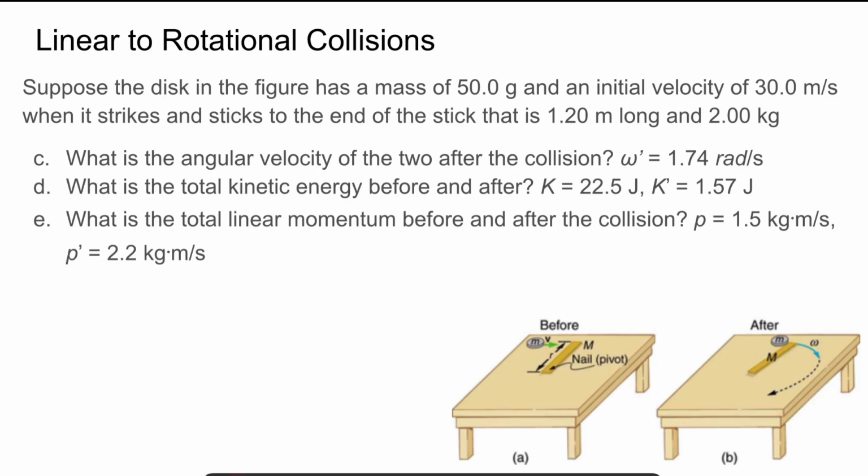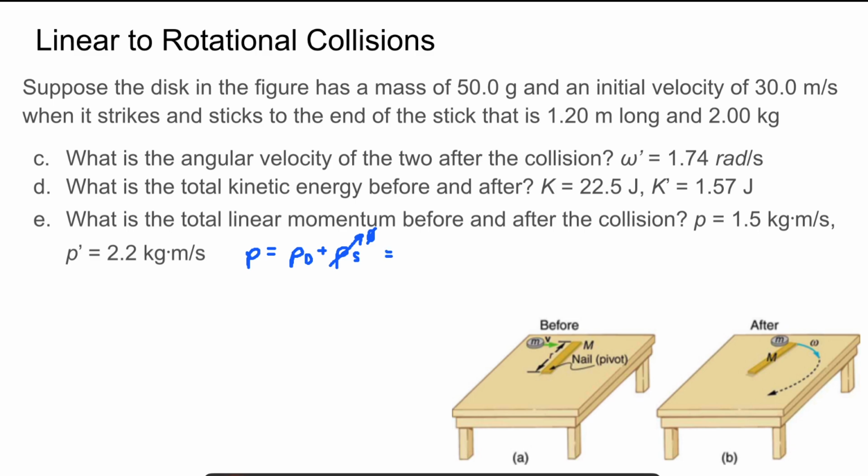So we already took a look at our rotational, or angular, momentum. Let's think about our linear momentum. Before the collision, we've got the linear momentum of the disk plus the linear momentum of the stick. Again, the linear momentum of the stick should be 0 because it has 0 angular velocity and 0 translational velocity, right? So that should be 0.